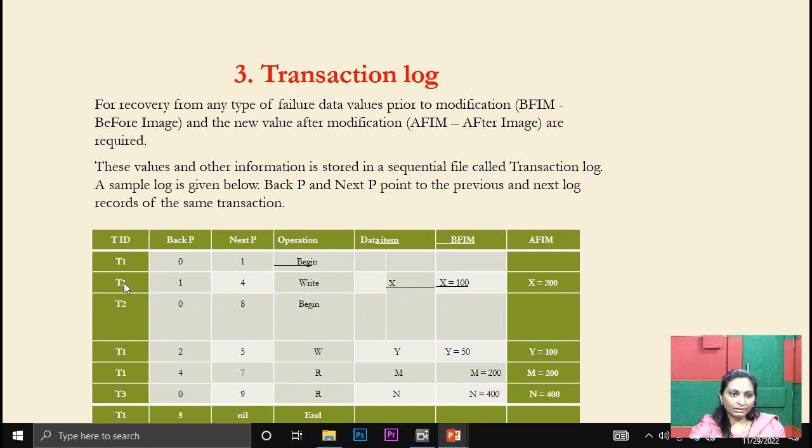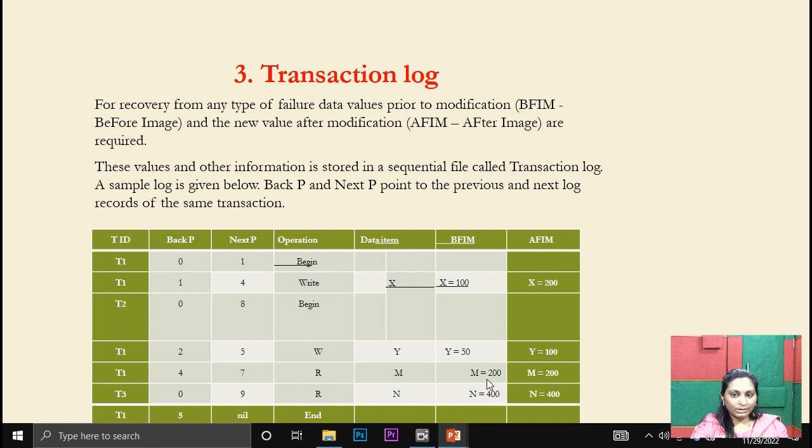This is transaction T1. This is also transaction T1. This transaction T1 begins. Then transaction T1 writes the x value as 200 to the database. Now transaction T2 begins. Then transaction T1 has the value y equal to 50, and the modified value of y after the transaction is written to the database, which is 100.